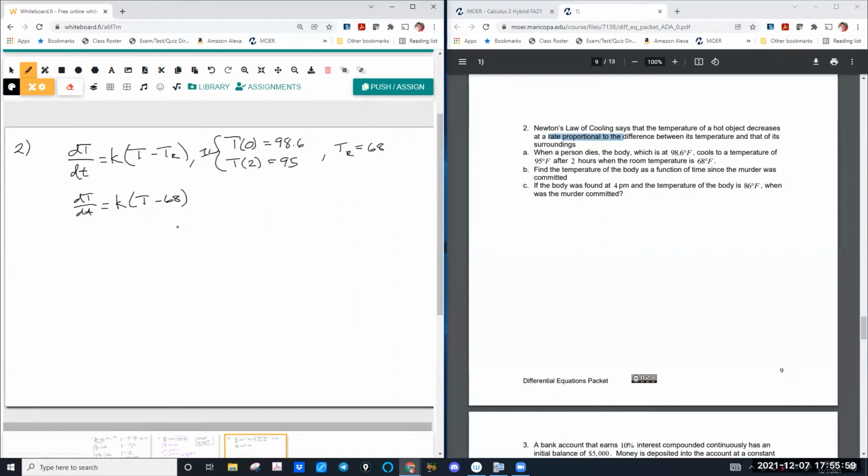So, all right, we've got our differential equation set up. Now it's time for separation of variables. I'm going to leave the K on this side, but I've got to move this whole thing because I can't just move the T. So that's what I was talking about in the last one, where you got to move the whole thing. So when I separate, let's change colors, I'm going to have dT over T minus 68 equals K little dt. So that's taking this guy, putting it here, taking this guy and putting it here. So that's our separation of variables.